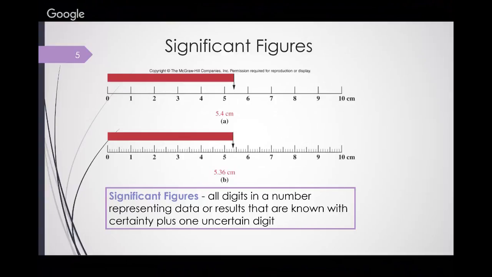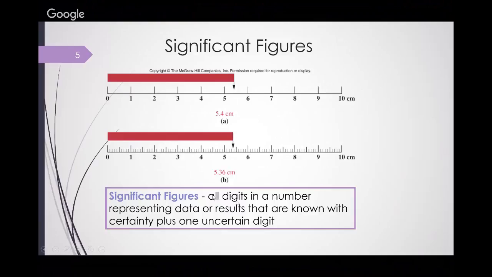So significant figures. These are all of the digits in a number that represents data or results that are known with certainty. Then you get one digit at the end that we call uncertain. So here we have 2 different measuring devices. They measure the same distance. They're both 10 centimeters. However, our increments here that we can actually see are smaller. So we're going to get a more accurate reading here than we are here.